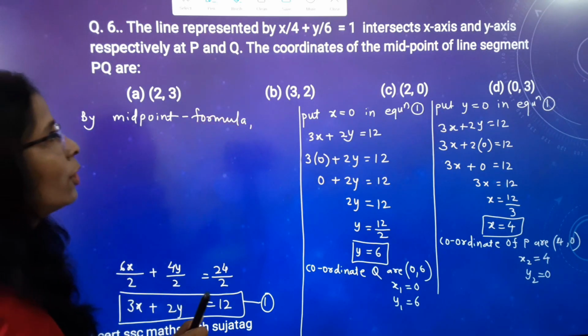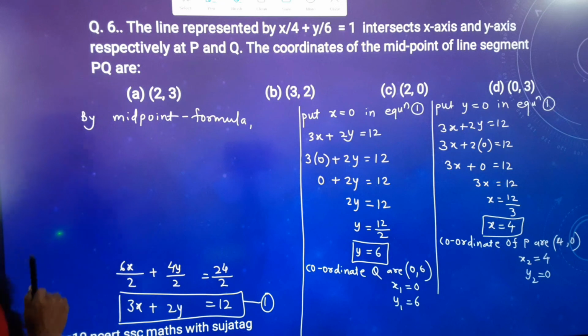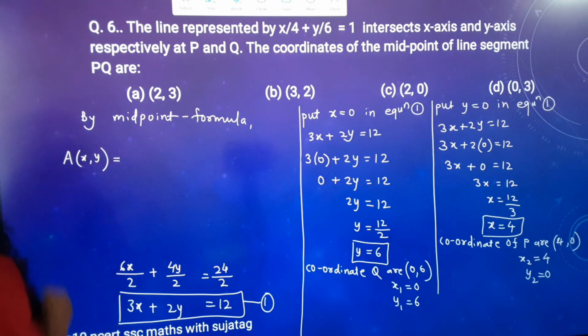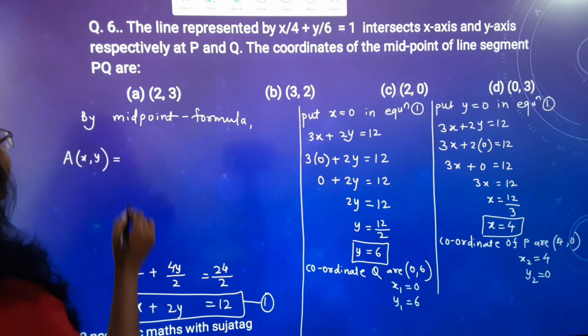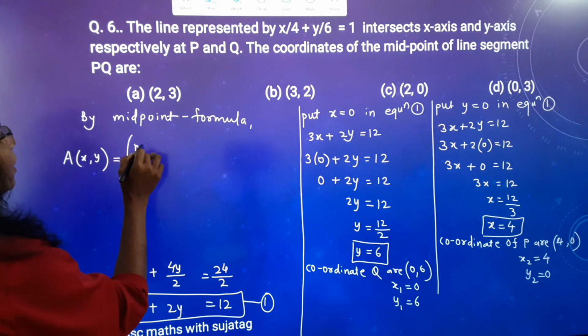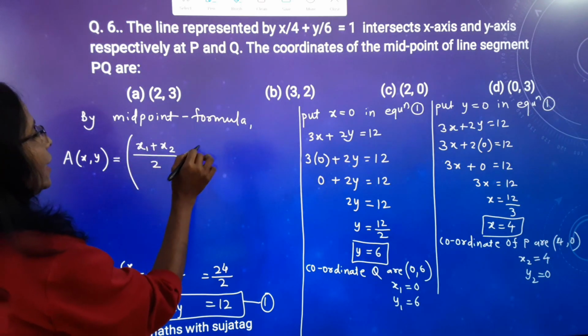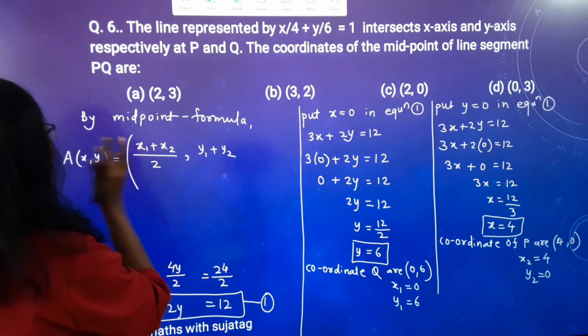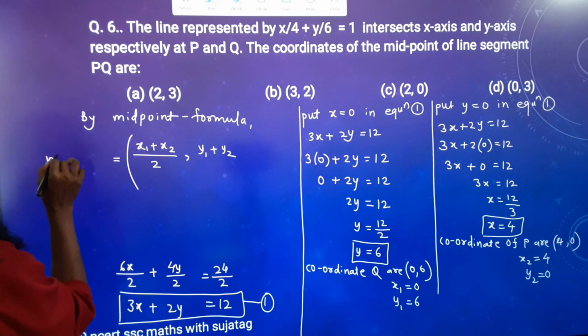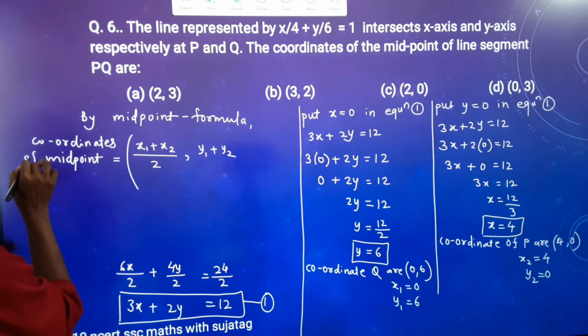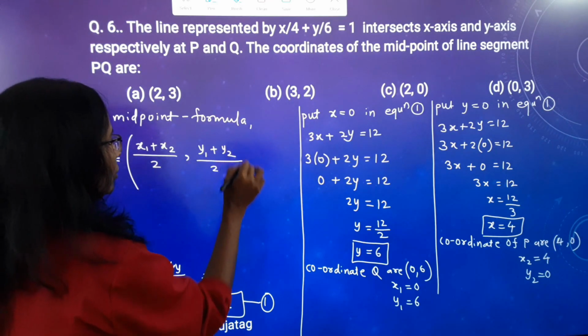That midpoint formula: the coordinates of the midpoint of the line segment that we consider, suppose A(x, y), is equal to x1 plus x2 upon 2, and here y1 plus y2 upon 2. We write it here, only the midpoint. Coordinates of midpoint.